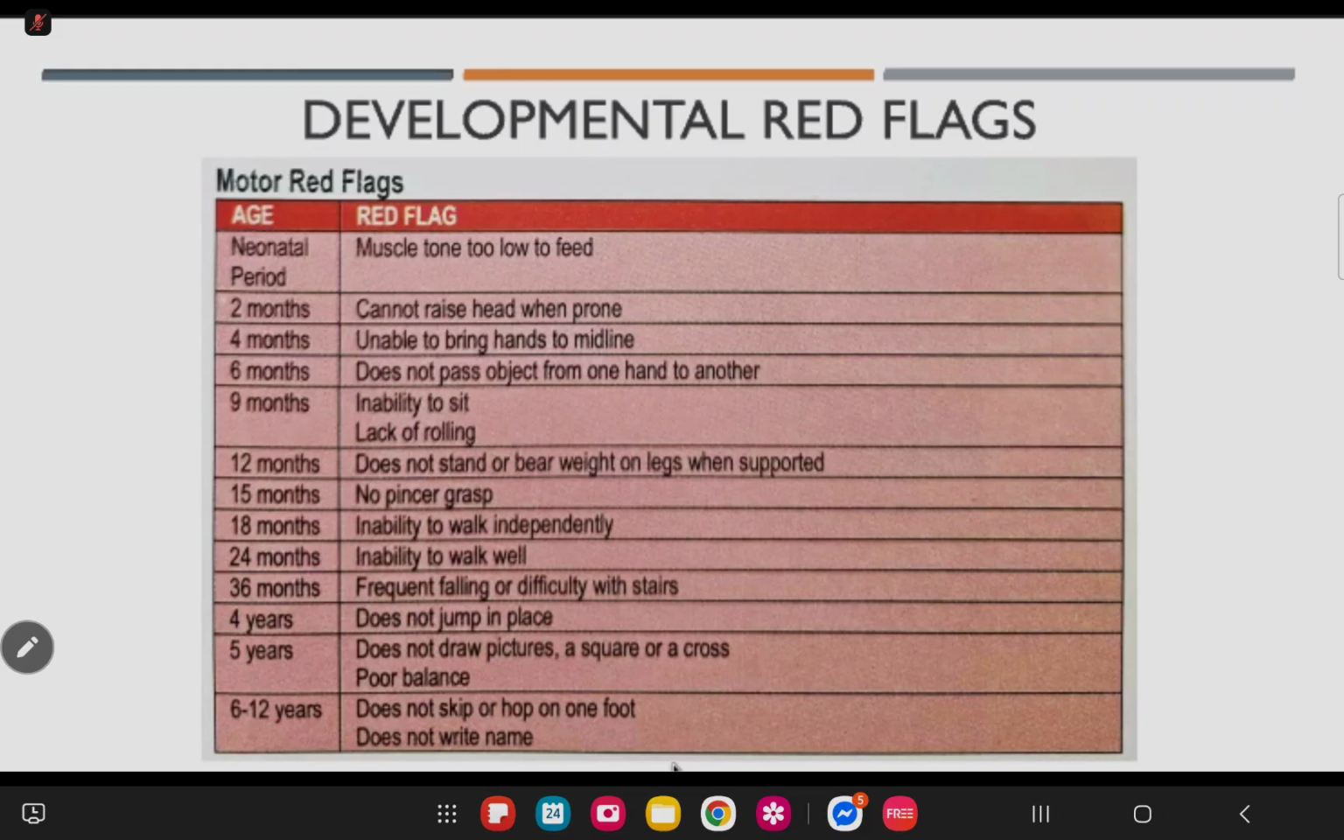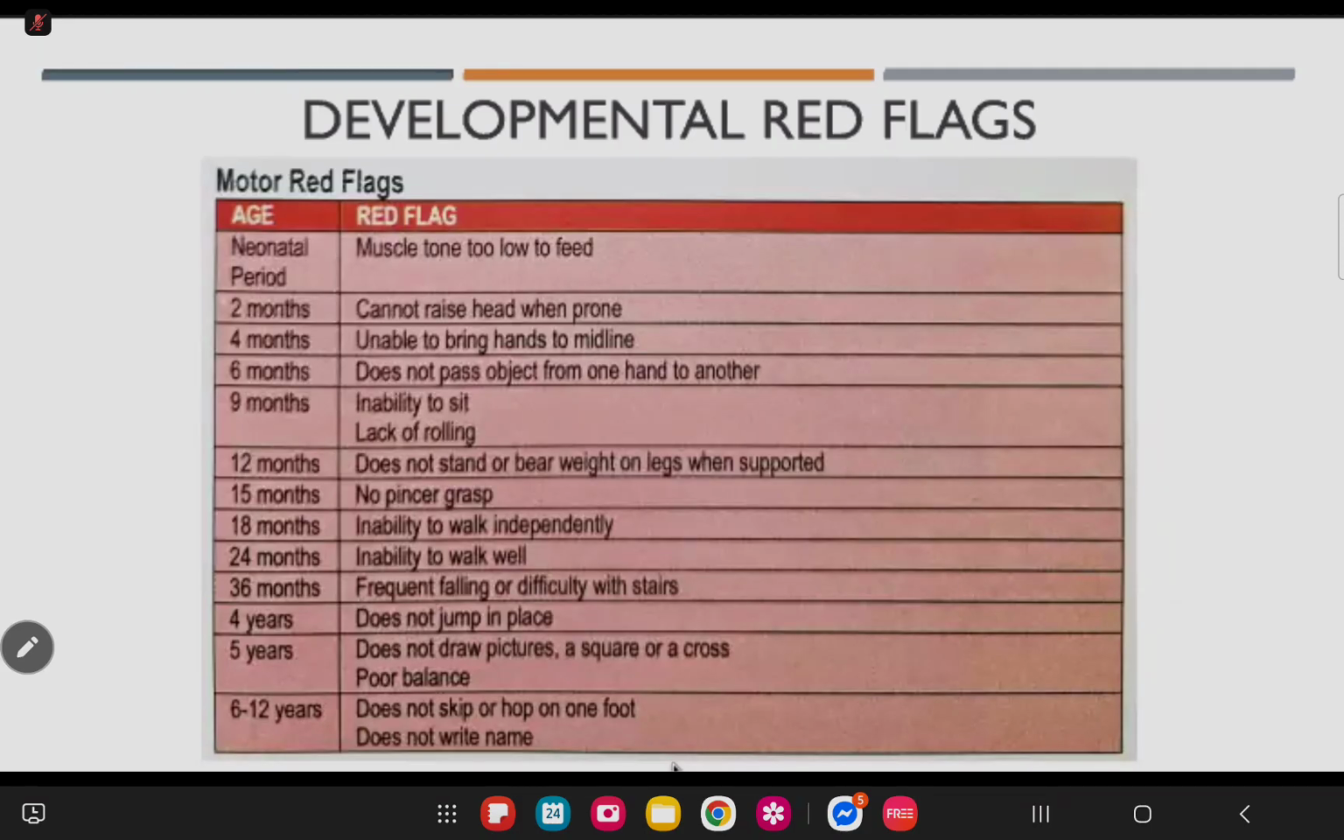At 9 months, inability to sit. Remember, at 9 months you should be able to sit without support, and there should be no lack of rolling. Remember, at 6 months you should be able to roll from your tummy to the back, or from the back to the tummy. At 12 months, does not stand or bear weight on legs when supported. Remember, at 10 months you can already cruise. At 12 months you can already walk.